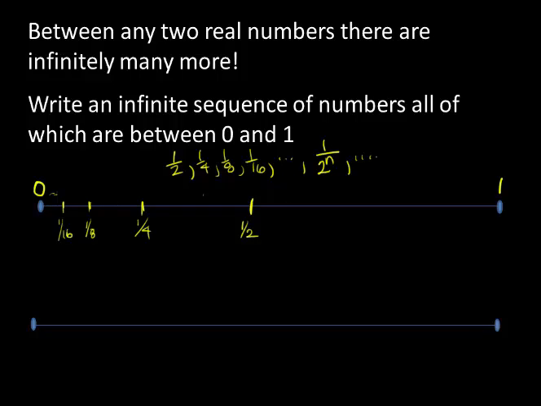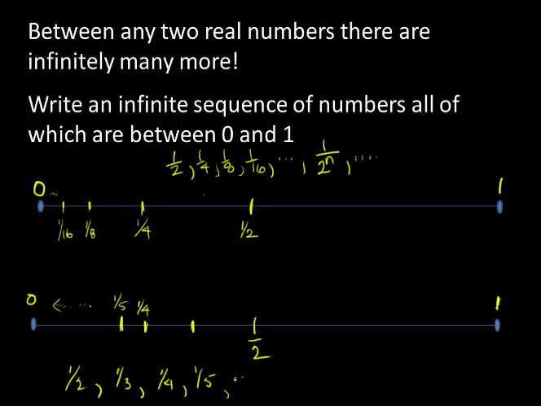Well, let's do another one. How about, let's call this 0 and 1 again. We're looking for an infinite sequence between 0 and 1. Why don't we do 1/2 first again? You could do many different examples. And then let's take 1/3. And then how about 1/4? And then 1/5. And you see what we're doing. We're getting closer and closer and closer to 0, but we never get there.